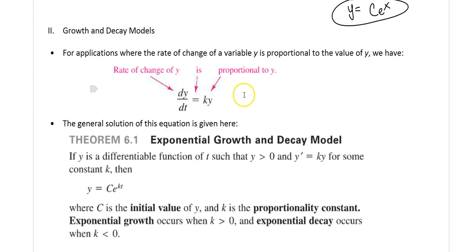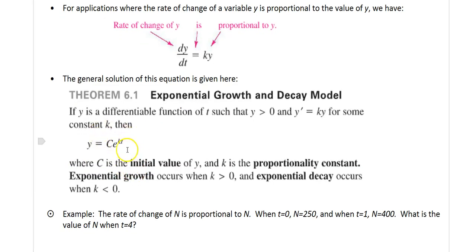And the general solution of this is always going to take one of these forms, c e raised to some power. And in fact, in this case, it's always going to be c e to the kt. So c is the initial value of y, and k is the proportionality constant. Exponential growth is going to occur when k is greater than 0, and exponential decay is going to occur when k is less than 0.